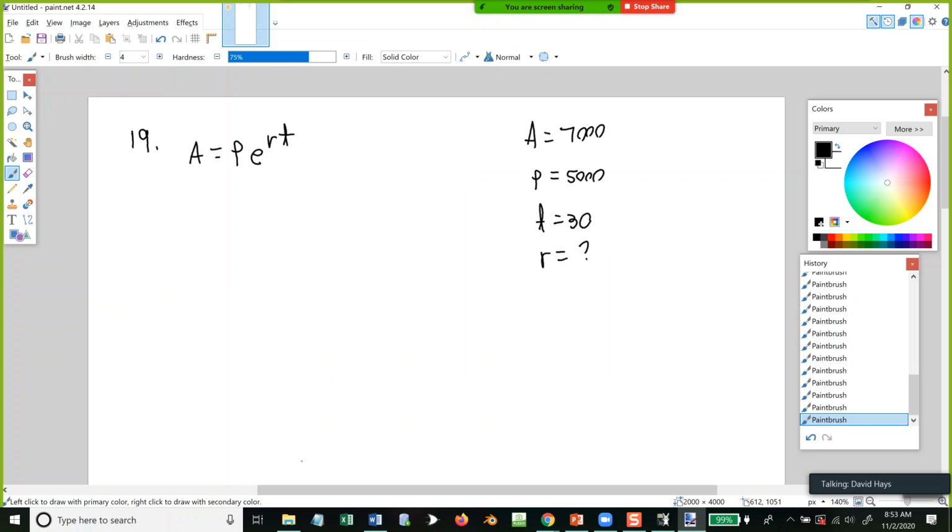So I want to solve for R. Okay, so we have 7,000 equals 5,000 e to the R we're trying to find, T is 30, so I have 30R. This is, again, an exponential equation, so we want to get the part with the variable in the exponent by itself, so we divide both sides by 5,000.